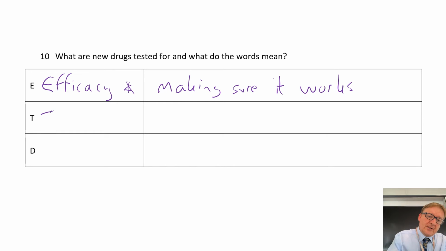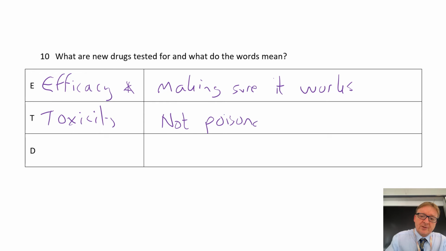The next one is toxicity. Okay. Now that then means you've got to test to see if it's toxic, and you've got to make sure it isn't actually going to be poisonous to the person. So you find a cure for the common cold, works brilliantly, efficacy is fantastic, but it kills you. Then obviously that isn't a particularly good idea.